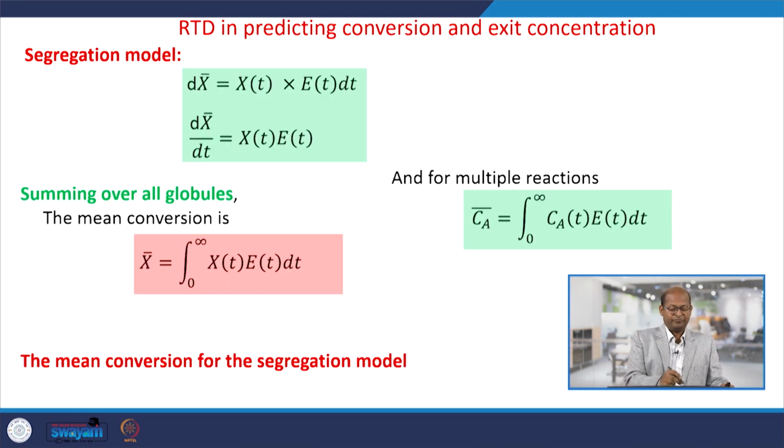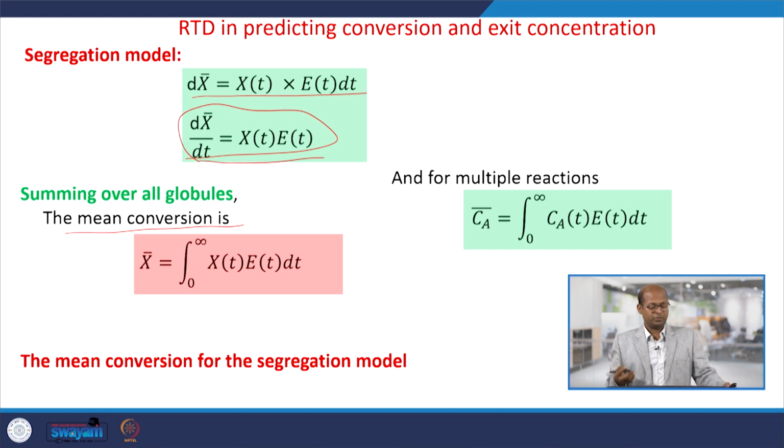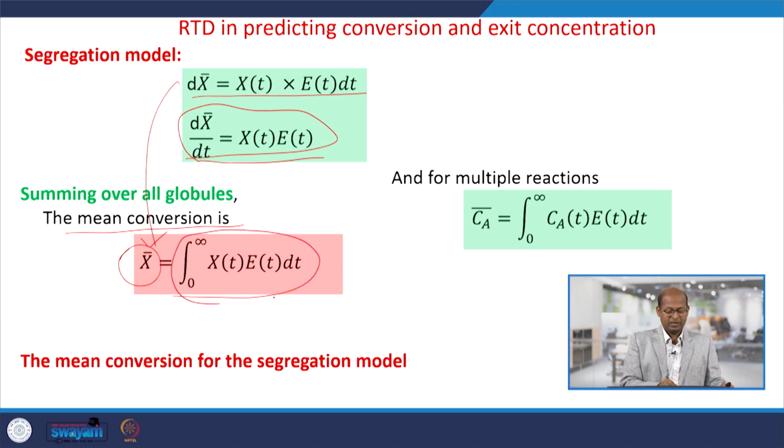Now, if we write the equation this way and integrate, since there are many globules, then on the left-hand side, after integration from 0 to infinity, we get X bar, the average conversion at the exit of the reactor. On the right-hand side, the components present are the conversion of the individual globules and the residence time distribution function for each globule.